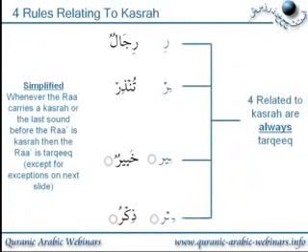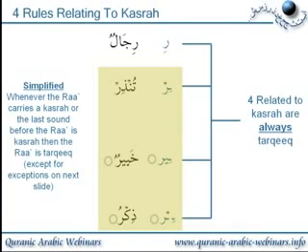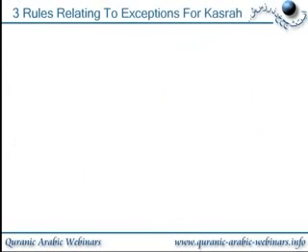So the simplified rule for that is whenever the Ra carries a kasra and it's going to be pronounced, or the last sound before the Ra, when the Ra is behaving as sakin or is actually sakin, is a kasra, then it's going to be tarqiq, i.e. light or empty mouth, said with a nice big smile. So that's 4 rules. Now we'll talk about the 3 exceptions.